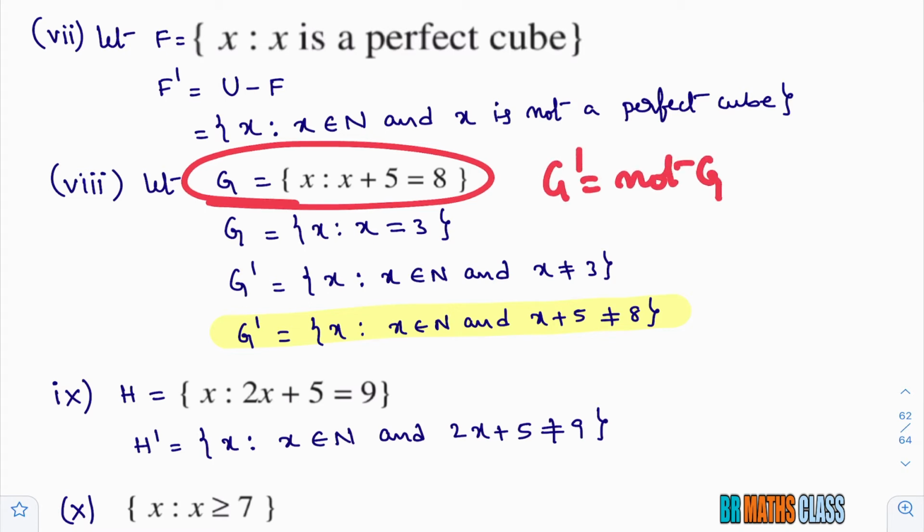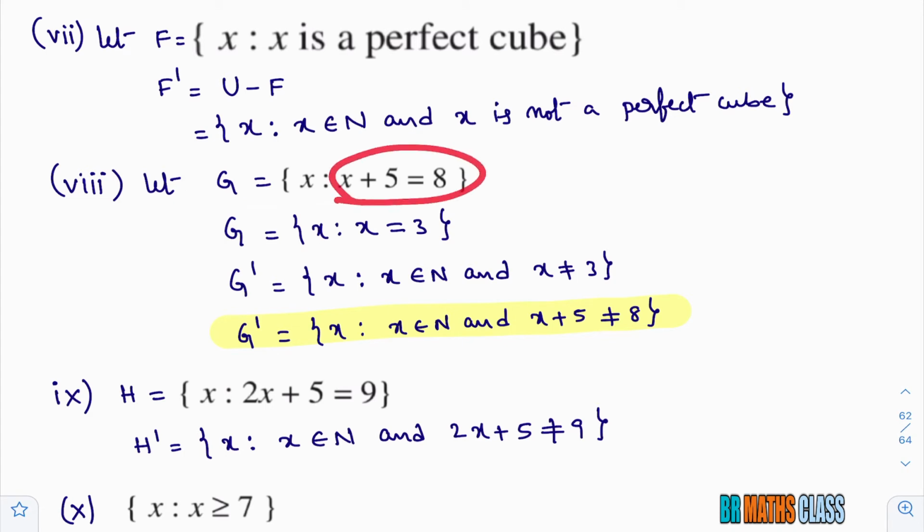Not G. Here x plus 5 equal to 8 is there. Directly I can write x plus 5 not equal to 8. Because G dash is nothing but U minus G. U minus G. All the elements must be present in universal set. That's why I written x is a natural number and x plus 5 not equal to 8. This problem is over.